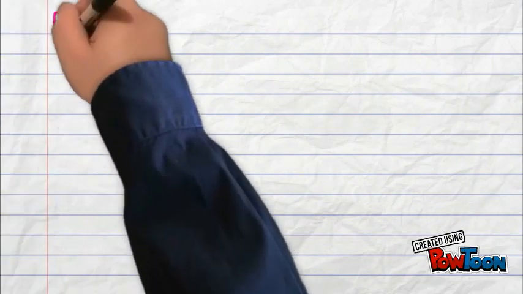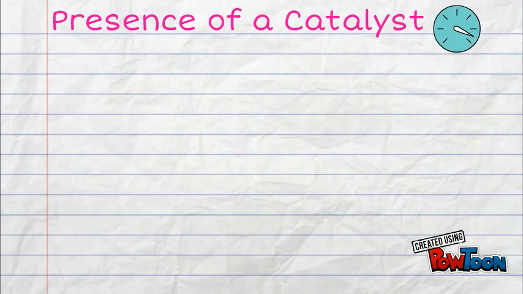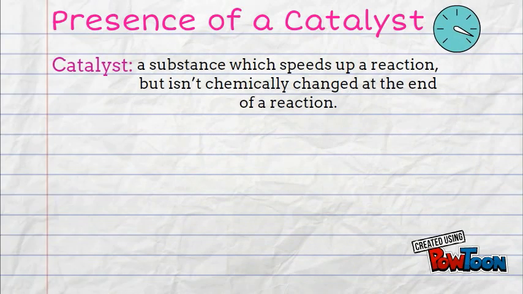Now, the final factor examined that affects reaction rate is the presence of a catalyst. A catalyst is a substance which speeds up a reaction but isn't chemically changed at the end of a reaction.